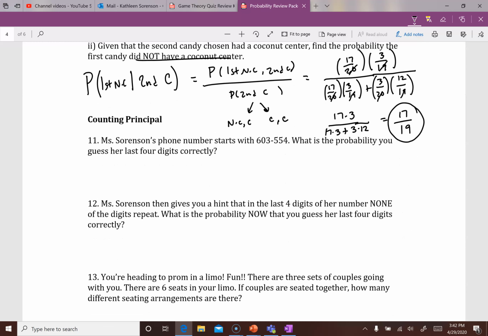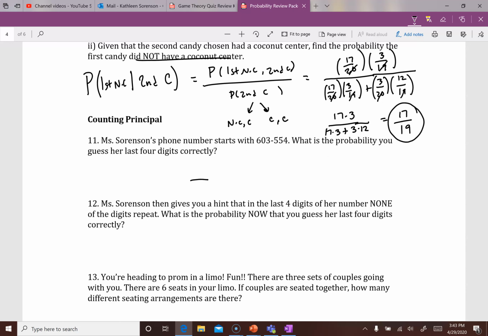Fantastic. Moving forward here. Miss Sorensen's phone number starts with 603554. That's actually true. What's the probability you guess her last 4 digits correctly? Well, we're choosing from 0, 1, 2, 3, 4, 5, 6, 7, 8, and 9. That's 10 numbers that the first option could be.